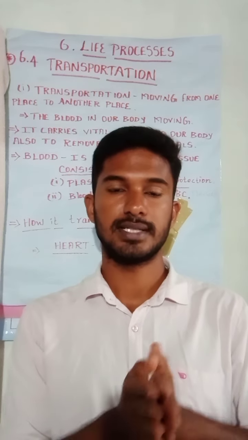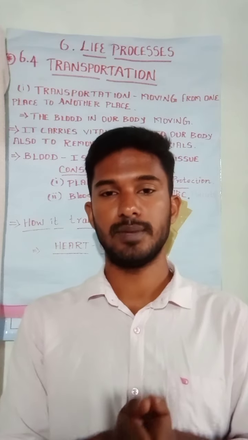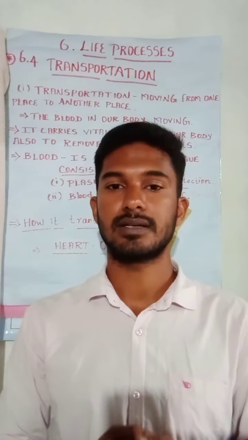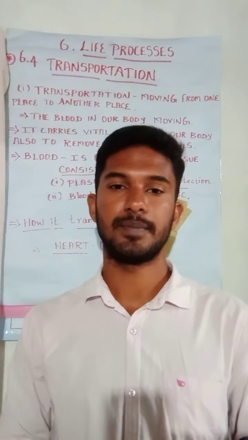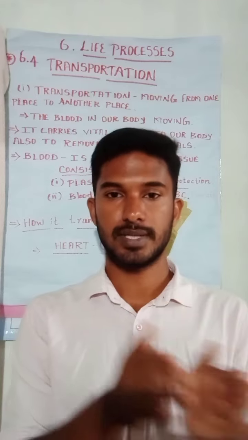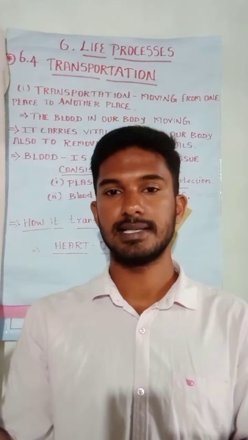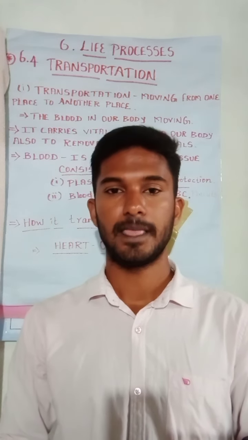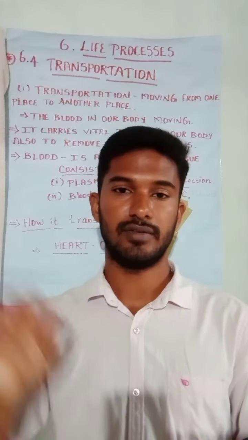In our body, what is moving? Anybody says? Yes, blood is moving from one part of our body to another part. That's why blood is called connective tissue, because it connects every part of our body. Why does blood want to move from one place to another? Because it carries vital things for our body, cells and organs, and also it removes the waste material. Hence it is called connective tissue.